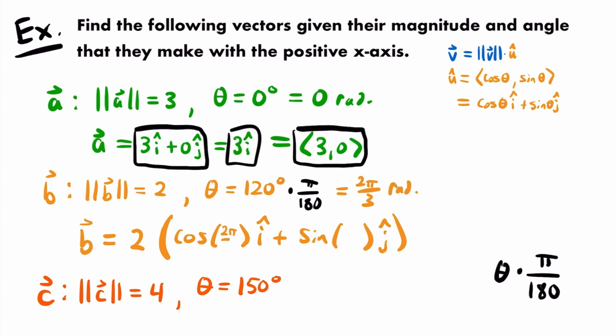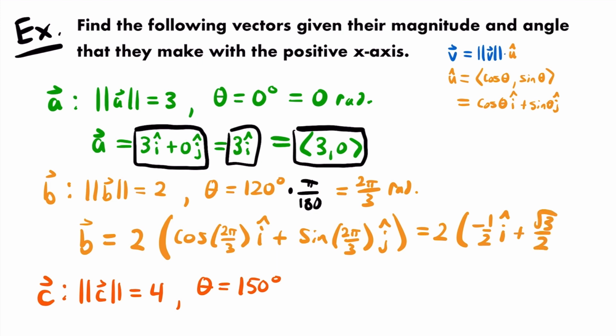So we'll write that into cosine and sine. Cosine of 2 pi divided by 3 is negative 1/2. So if we simplify, this will be equal to 2 times negative 1/2 i plus sine of 2 pi divided by 3, which is equal to the square root of 3 divided by 2, so we'll have that times j. And then if we distribute this 2 through this quantity, this will be equal to negative i plus the square root of 3 j. Right? 2 times negative 1/2 is negative 1, so we just have negative i. And then 2 times the square root of 3 divided by 2, those 2's will cancel out and just leave you with the square root of 3.